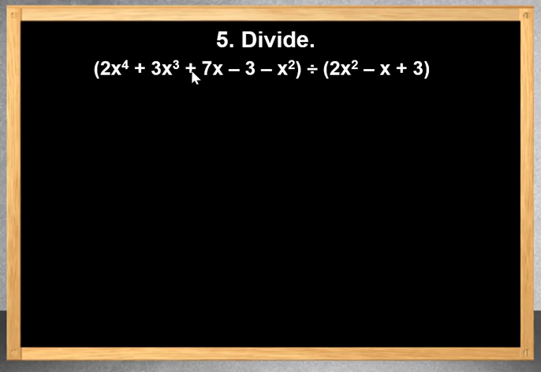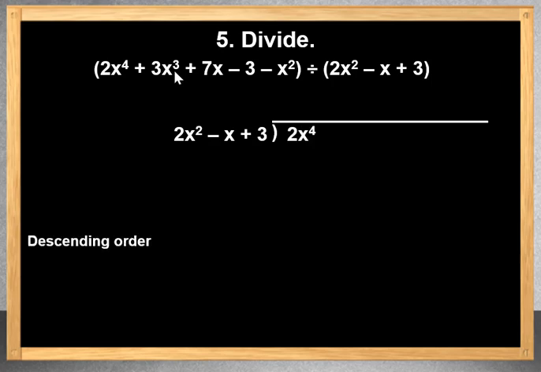Now, these are not in the right order, and we're dividing by a trinomial. There's my trinomial, and when I write this, these 5 terms have to be in descending order. The highest one is to the 4th, that stays right there. Then x cubed, that would be plus 3x cubed. The next term has to be x squared, so I'm going to write minus x squared. The next term is plus 7x, and then minus 3. Now it is in proper descending order.